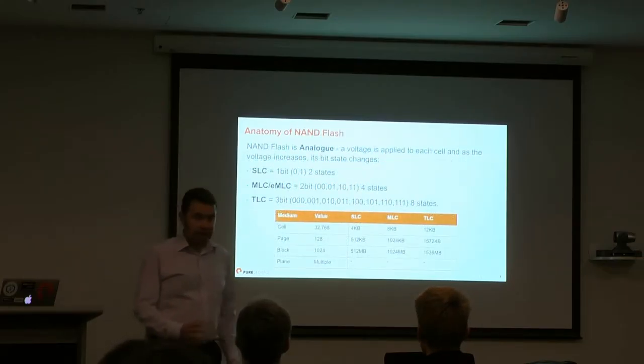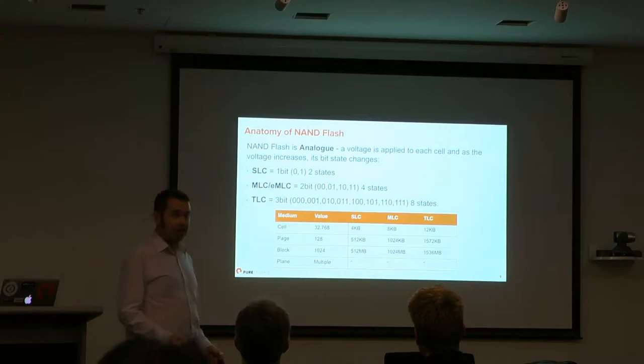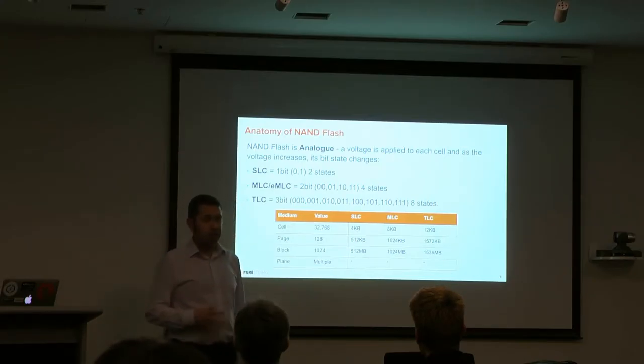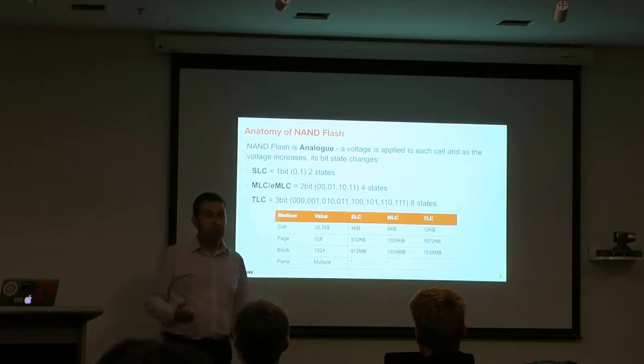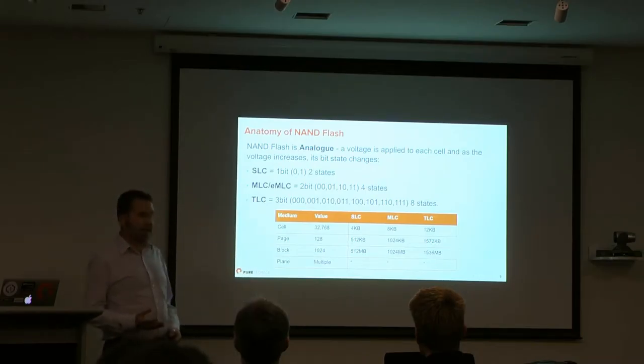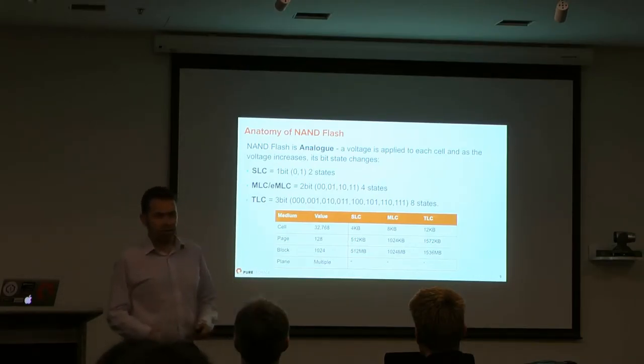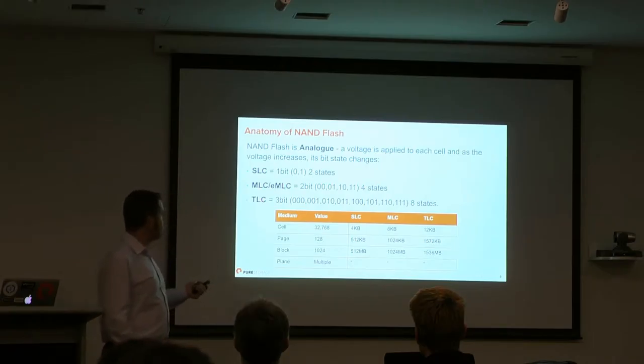So really interesting, NAND flash is actually analog. I didn't realize this at all. What happens is that a voltage is applied to the cell, and then the resistance to that voltage is measured, and that's converted to a bit that determines what state that cell is in, so whether it's a 0 or a 1. And you can see there the different versions, basically. We can have a number of different states based upon the voltage that's measured in that cell at a point in time.